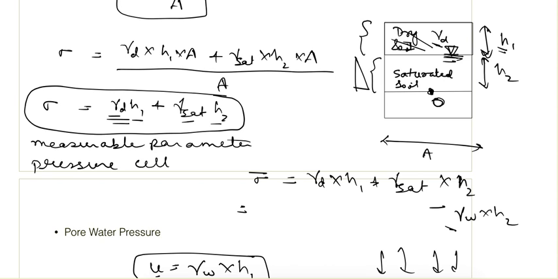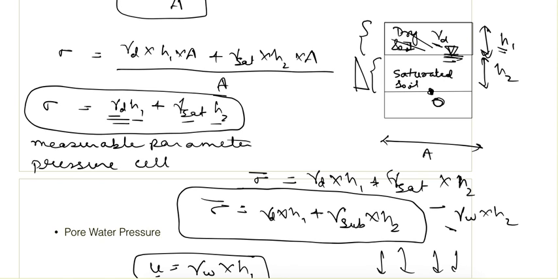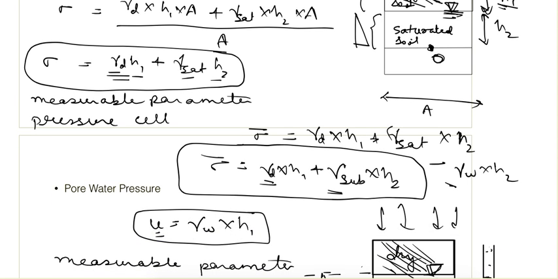So it can be written as gamma D into H1 plus gamma saturated minus gamma W, which is the gamma submerged, times H2. This is the general formula for effective stress. If we directly want to find the effective stress, for a dry soil or partially saturated soil, we simply multiply the unit weight by the depth, and if it is a saturated soil, then we multiply the depth with the submerged unit weight. This way we can find the effective stress.